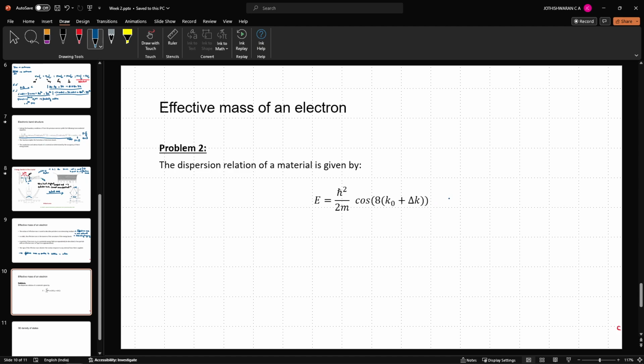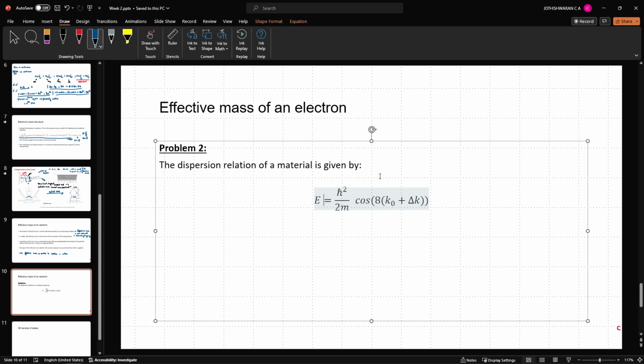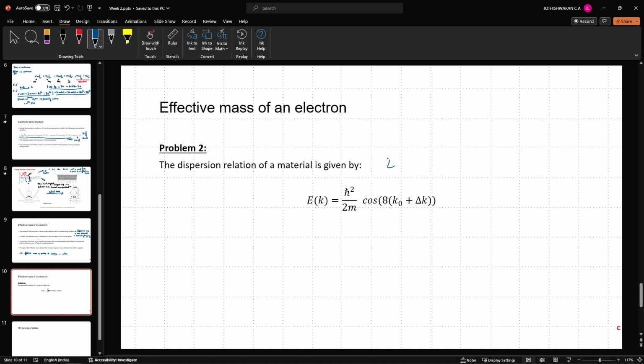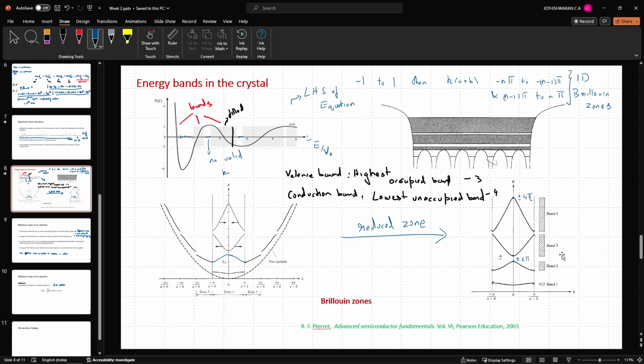So what we are doing here is, now the energy, let me be more exact. To understand the concept of effective mass, we need to understand what is called the dispersion relation. So what is the dispersion relation? That is the E-k relation. Okay, so have we seen the dispersion relation before? Yes, we have. This graph over here, where I'm plotting E with respect to k, is a dispersion relation.